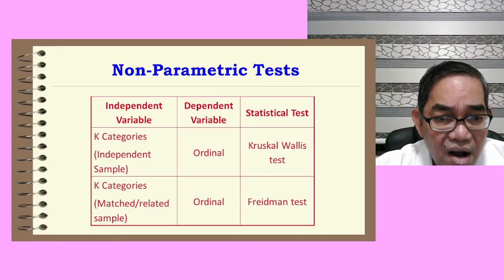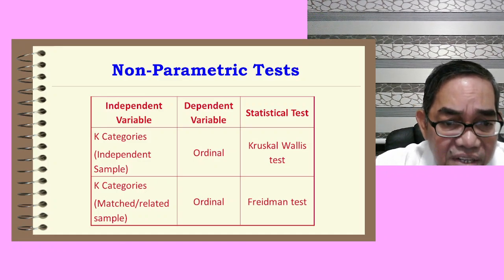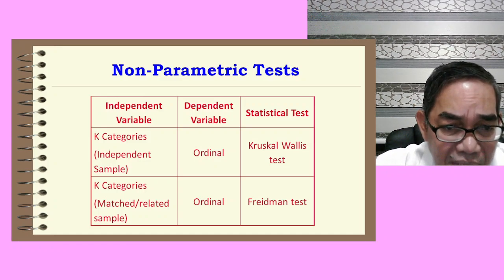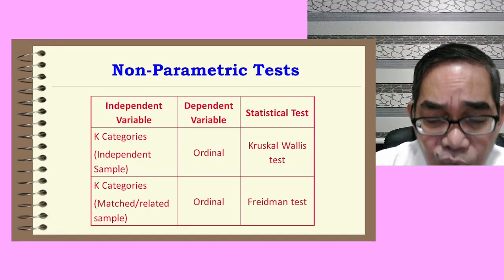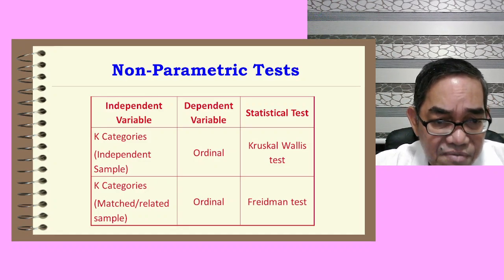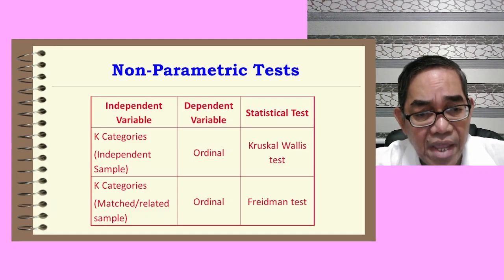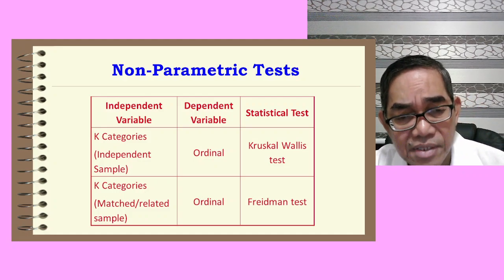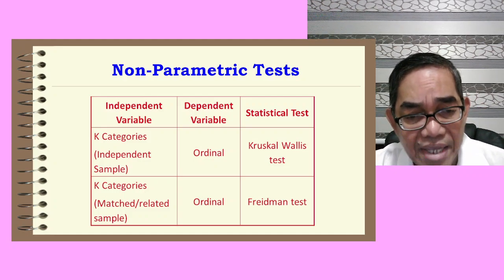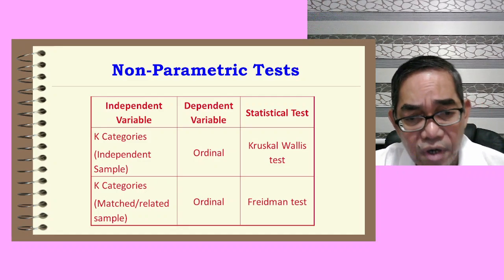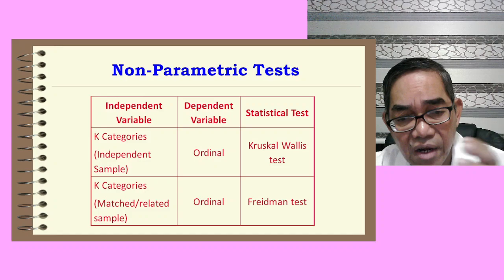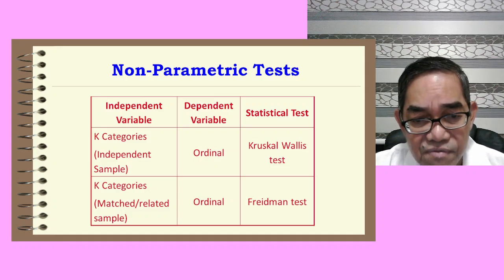Now, we have K categories, but they are independent, and the dependent variable is either ordinal or interval. The statistical test to use is Kruskal-Wallis. But if you are talking of the same sets of participants, measured more than twice, K categories, and the dependent variable is ordinal or interval, we use Friedman's test.